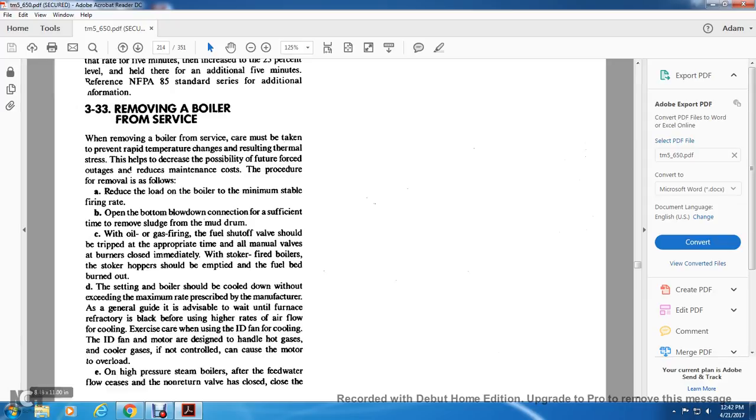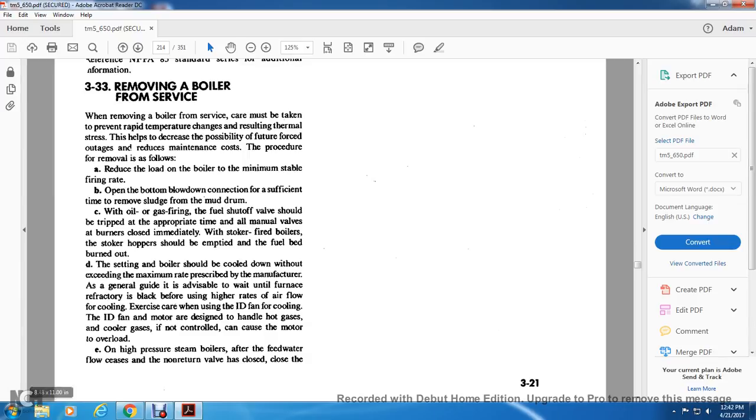D. The setting of the boiler should be cooled down without exceeding the maximum rate prescribed by the manufacturer. As a general guide, wait with oil firing until the furnace refractory is black before using the higher rates of airflow for cooling. Use extra care when using the ID fan for cooling. The ID fan and motor are designed to handle hot gases, not colder gases, which can cause the motor an overload.